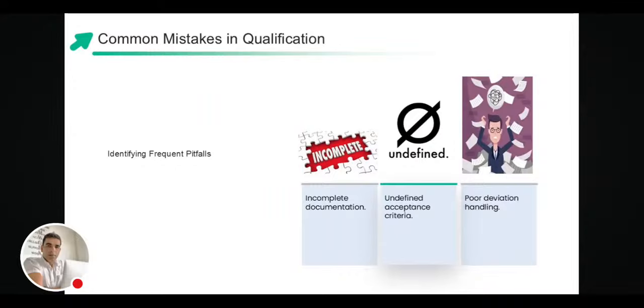3. Poor deviation handling. Issue: Overlooking deviations, or failing to properly investigate their root cause, can result in recurring problems and regulatory risks. Solution: Establish a structured deviation management process that includes root cause investigation, corrective and preventive actions (CAPA), and proper documentation to resolve and prevent issues effectively. By proactively avoiding these pitfalls and adhering to industry best practices, you can ensure a smoother, more reliable qualification process, while significantly reducing the risk of non-compliance.